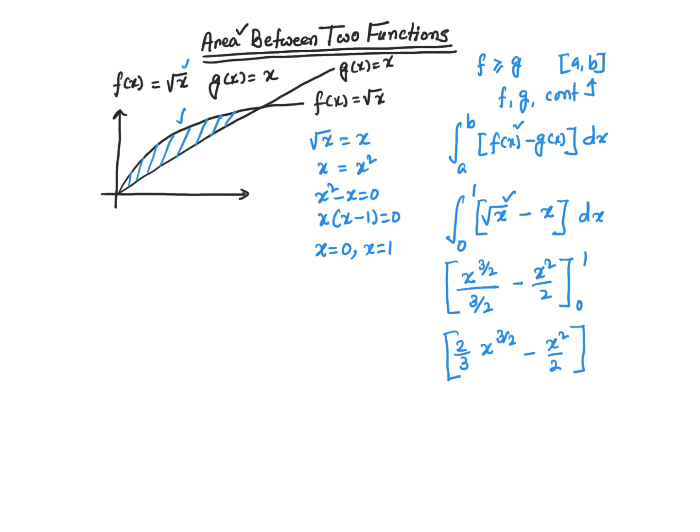So evaluated from 0 to 1, for x equal to 1 is going to be 2/3 times 1 to the power 3/2, minus 1 squared over 2. And for 0, both the terms vanish, so we don't need to worry about it. So that's going to give me 2/3 minus 1/2, which is 4/6 minus 3/6, which is just 1/6.